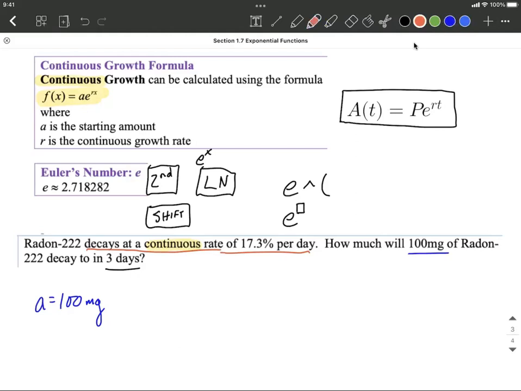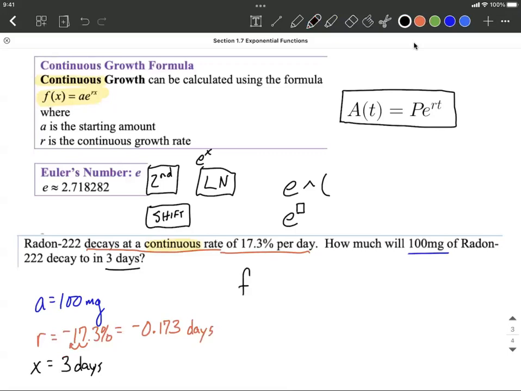Now, other components: we need our rate. Well, they tell us it's 17.3%, but it's decaying, so that needs to be negative. The other thing we need to do is move 2 decimal places over and make this into a decimal that's equivalent to this percentage. So negative 0.173 is going to go into our formula. And on this one, they also tell us how much is going to be left after 3 days. Well, that's typically a value for our X, or our time, if you were using the other formula. So that's 3 days. Our rate was also in days, so that lines up, which is nice.